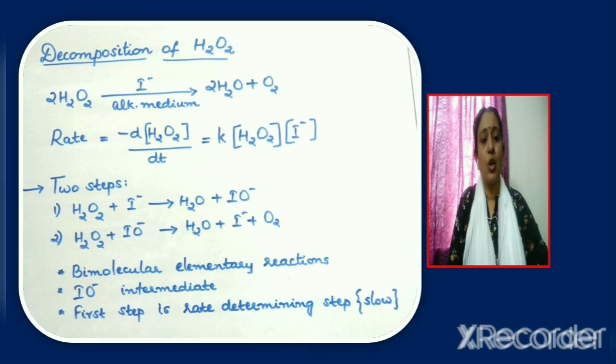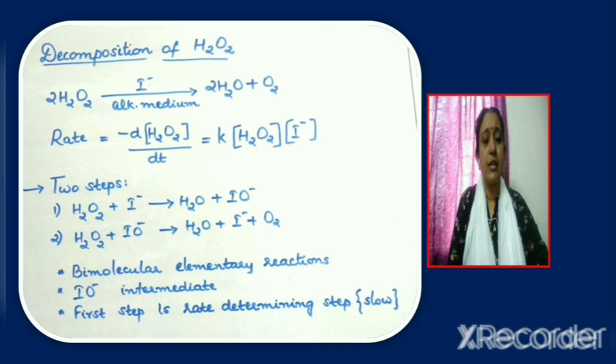Consider the decomposition of hydrogen peroxide. Hydrogen peroxide decomposes in the presence of I- in an alkaline medium to give water and oxygen. The rate law expression for this reaction is given as rate is equal to rate constant K into hydrogen peroxide concentration into I- concentration. The reaction takes place in two steps. In the first step, hydrogen peroxide reacts with I- to give water and IO-. IO- is the intermediate formed. In the second step, hydrogen peroxide reacts with the intermediate IO- to give water, I- and O2.